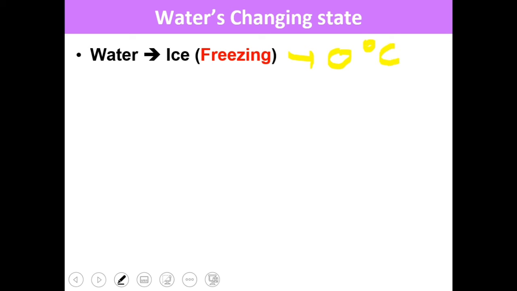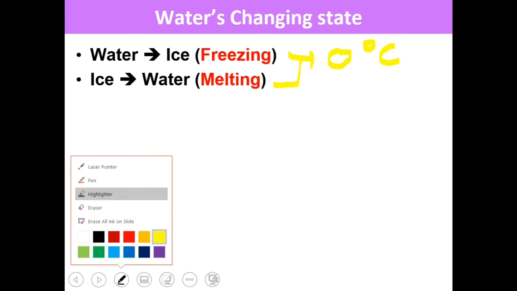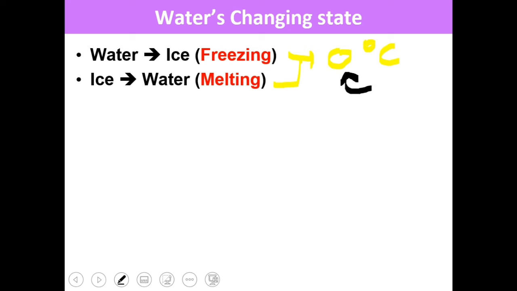So let's look at the water. Water's changing. Water turning into ice, we call it freezing. And by the way, that freezing temperature is at 0 degrees Celsius. Ice can also melt into water. And that temperature, funny enough, is actually the same temperature, 0 degrees Celsius. This is one of the reasons why, when it comes to water, this specific temperature, 0, is known as the melting point.